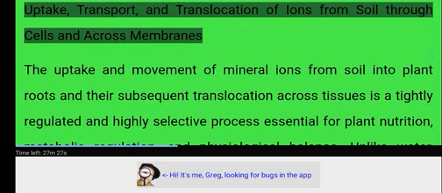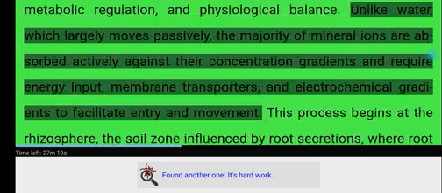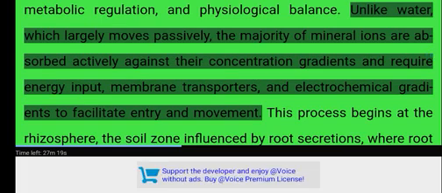Uptake, transport, and translocation of ions from soil through cells and across membranes. The uptake and movement of mineral ions from soil into plant roots and their subsequent translocation across tissues is a tightly regulated and highly selective process essential for plant nutrition, metabolic regulation, and physiological balance. Unlike water, which largely moves passively, the majority of mineral ions are absorbed actively against their concentration gradients and require energy input, membrane transporters, and electrochemical gradients to facilitate entry and movement.